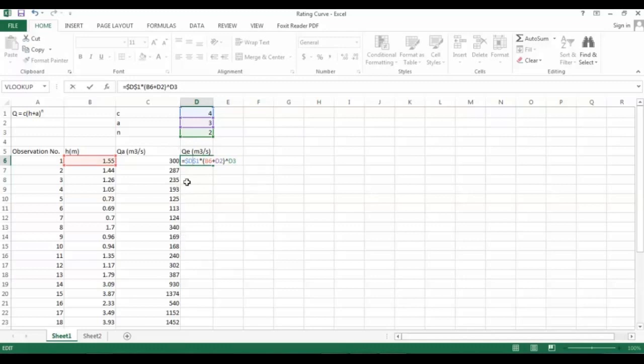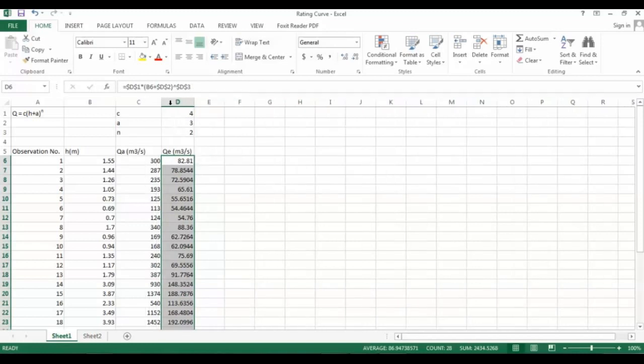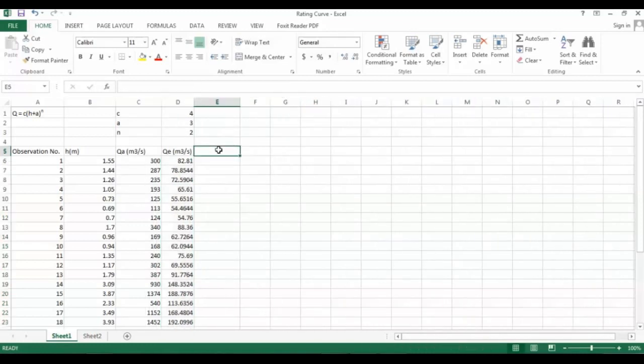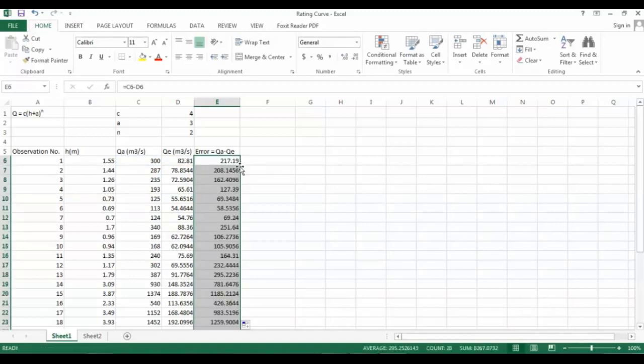This is used to calculate all the data up to the last observation point. And the same is true for these ones. If you say F4, you can simply fix them and say is equal to, and if you double click here, you have the calculated value. Now we have to find the difference between the estimated and the observed one. The Q error is equal to Q actual minus Q estimated, because Q actual is the measured discharge and the difference is the error. Then you calculate that for the whole observation points.